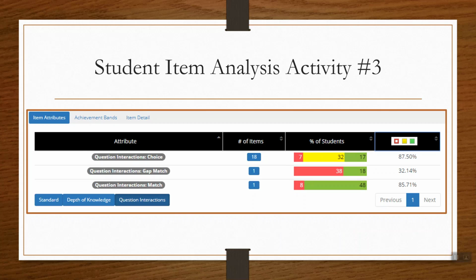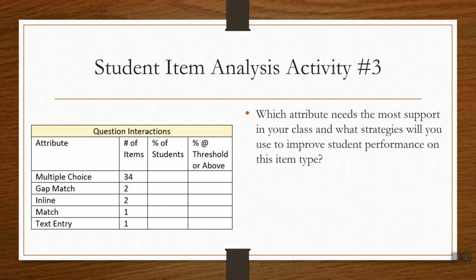Student item analysis activity number 3 is for those who may have computer-based assessments which integrate multiple item types. Utilizing a sample chart as displayed in this image, teachers can analyze how students have performed on the item types for either the diagnostic or a midterm exam.